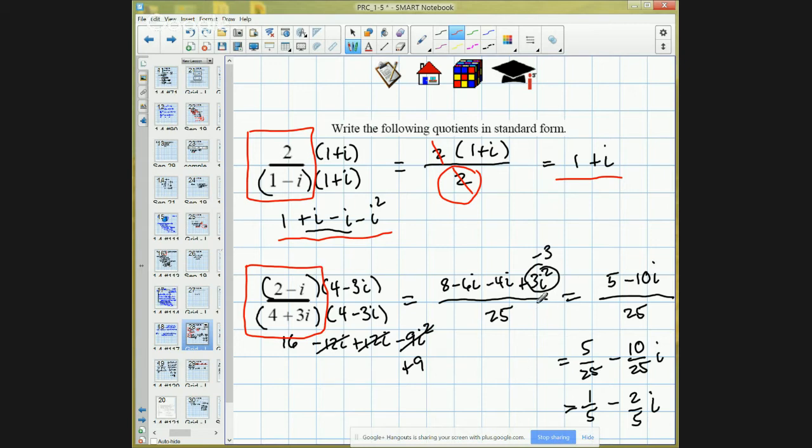See if you can tell what I did there. So 2 times 4 is 8. 2 times negative 3i is negative 6i. Negative i times 4 is negative 4i. Negative i times negative 3i is positive 3i squared, which translated is negative 3. Combine 8 minus 3 is 5. So we're down to this.